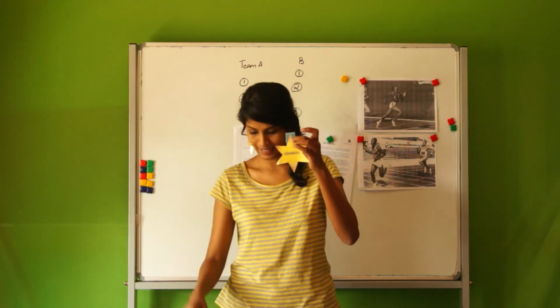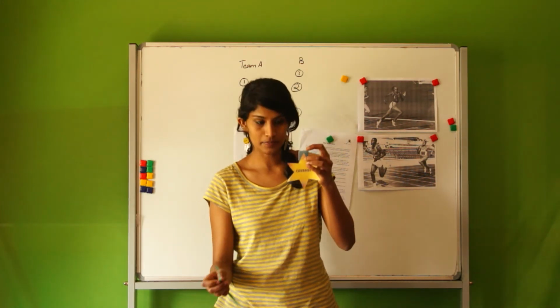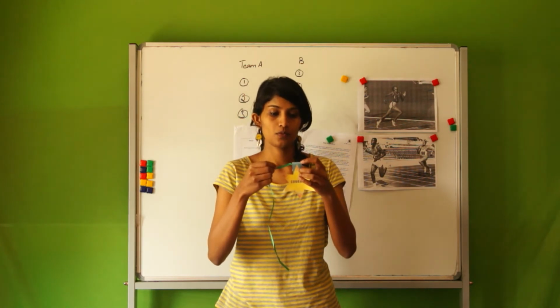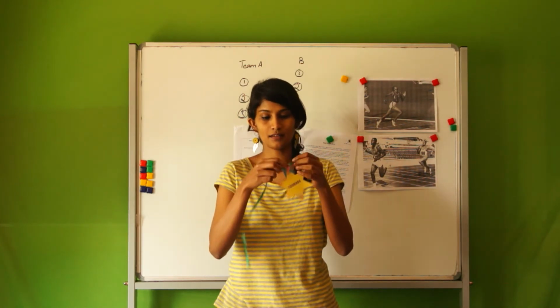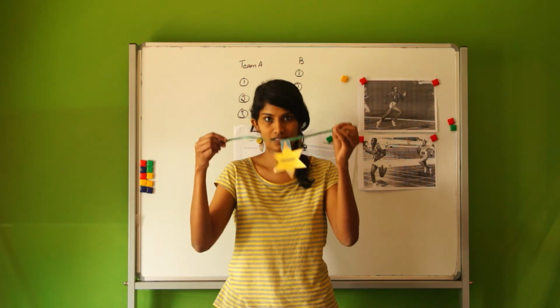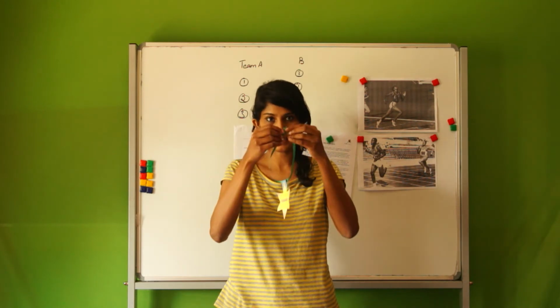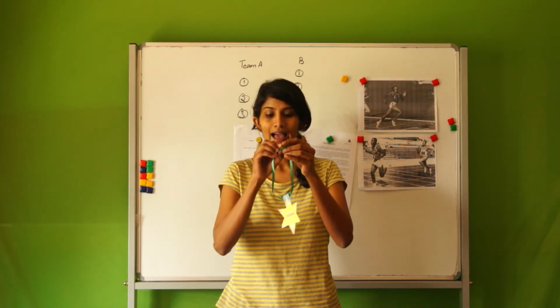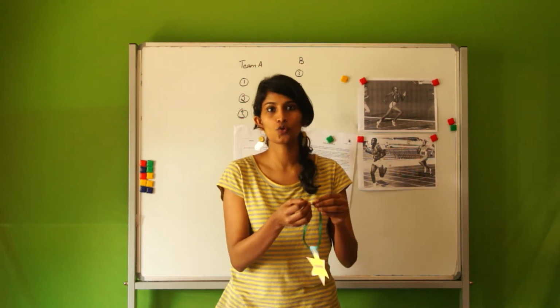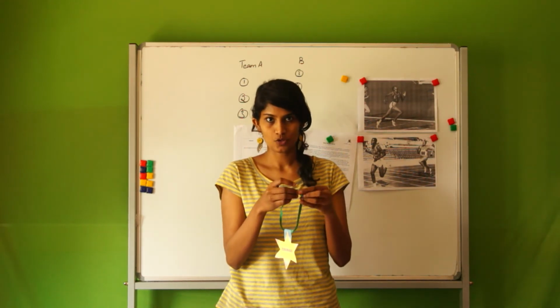Once they stick it like that, you get a ribbon which goes inside the star. This is the badge of courage, and they tie a knot at the back, and then they put it around the person who is telling them the story. So I hope this is clear.